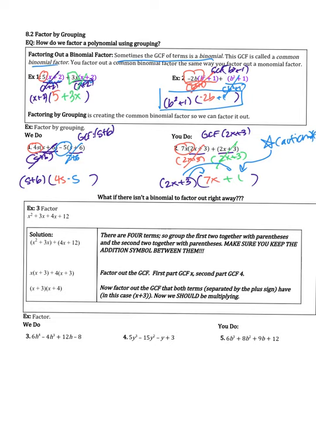And part of you might be thinking, well, this is a very special type of problem where we can already see that binomial at the beginning. But what happens if that binomial isn't there? There's got to be more, right? I've got to push you a little bit harder.